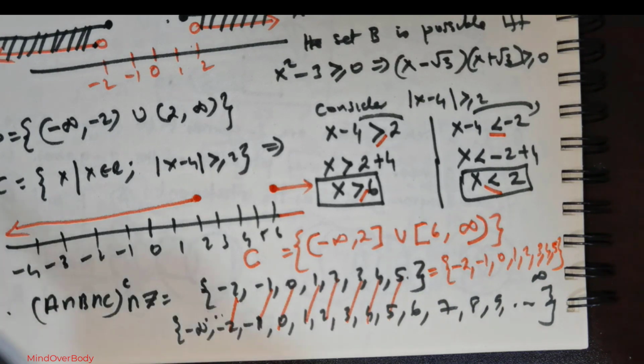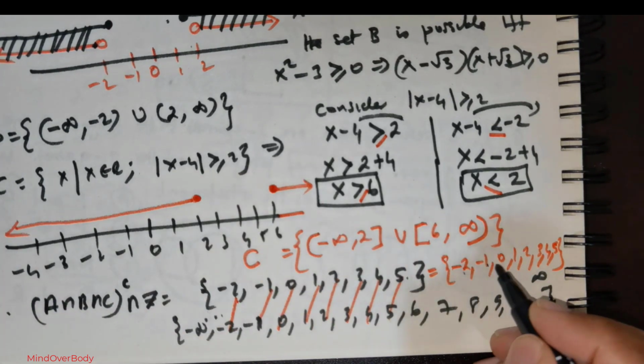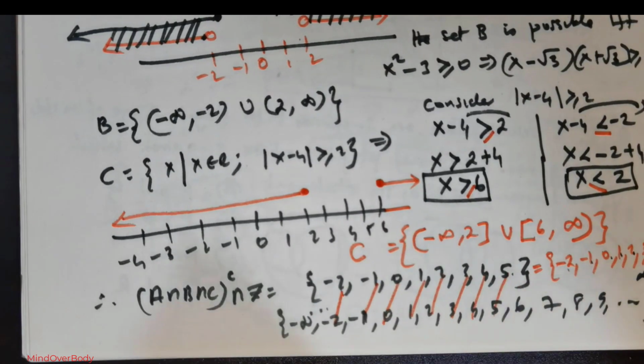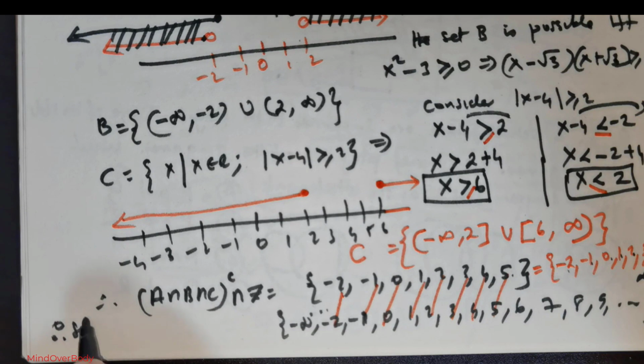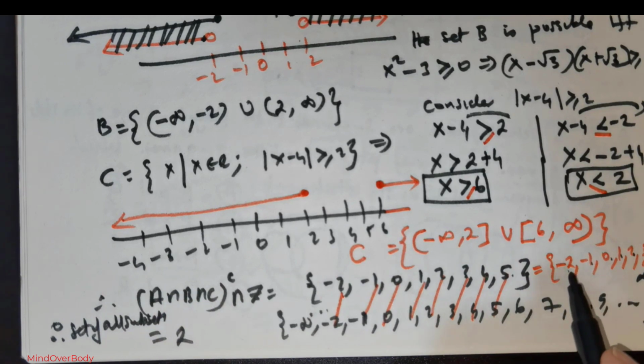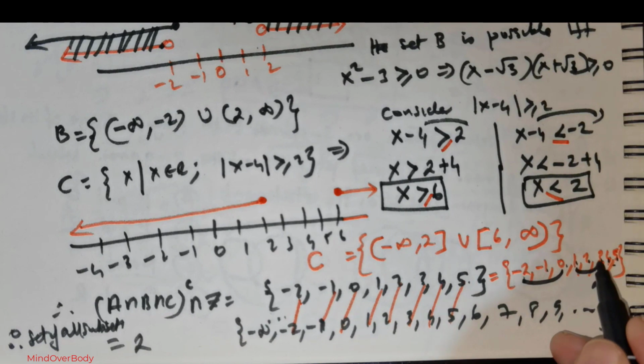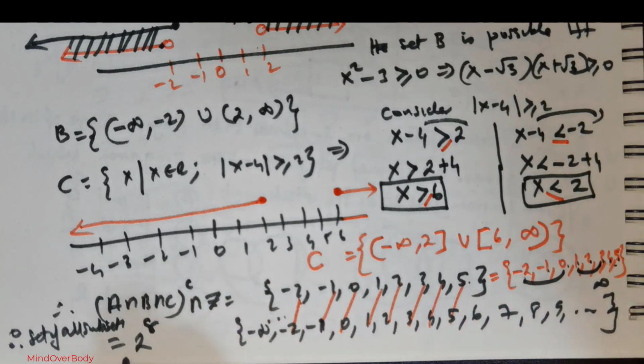But we need to obtain the set of all subsets. So 1, 2, 3, 4, 5, 6, 7, 8. So what is the set of all subsets? Let me write that down. Therefore, the set of all subsets. How many elements are there? The set has 8 elements, from negative 2 to 5, so it's 2 power 8. This is the answer.